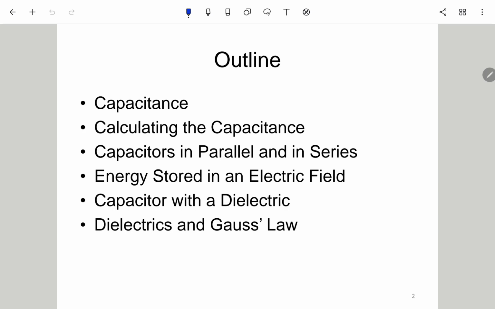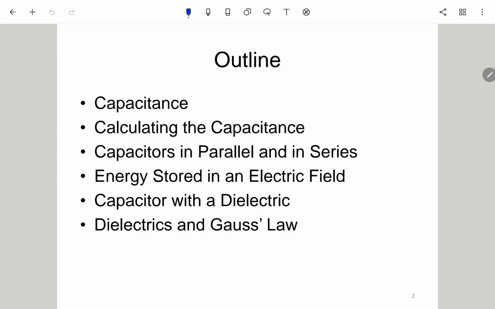Then we'll talk about capacitors in parallel and in series. Maybe you have already learned it before, but actually it's not that difficult. It should be very simple. And then we'll talk about the energy stored in an electric field.